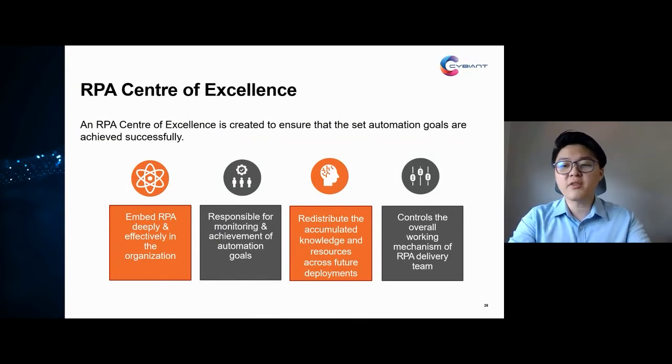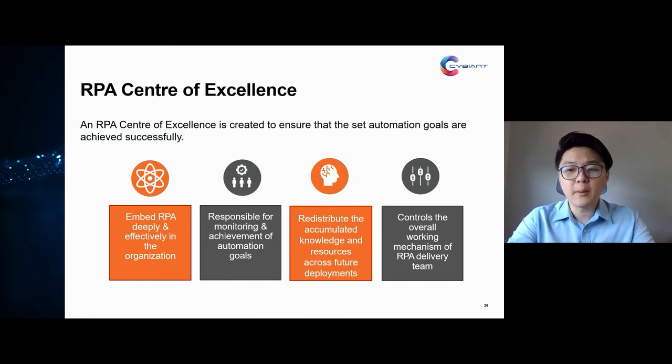Organizations today are striving hard to achieve operational efficiency, and RPA can prove to be the key lever in achieving this goal. A Center of Excellence, COE in short form, is created to help in accomplishing the objectives set for RPA. It is a way to embed RPA deeply and effectively into the organization. It is created to monitor that the goals set for the automation are achieved successfully.